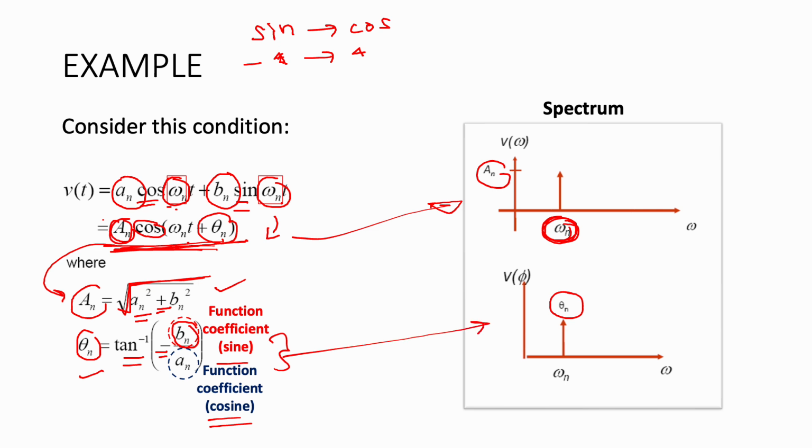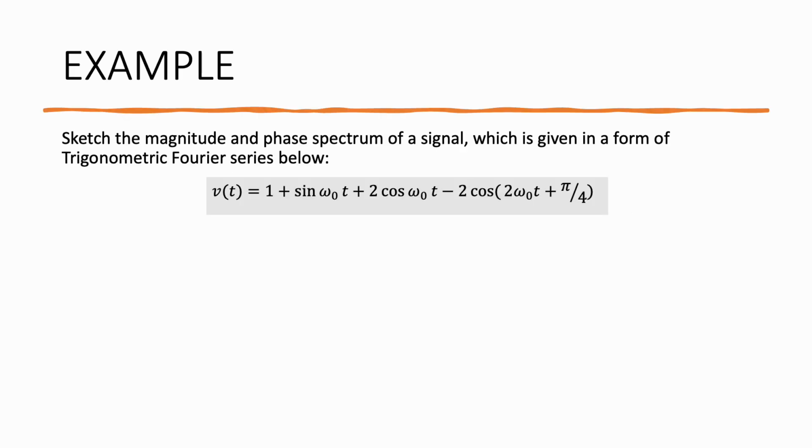Alright, so to test your understanding on that, let's look at this example. Sketch the magnitude and the phase spectrum of a signal which is given in the form of a trigonometric Fourier series. We have the equation here. First of all, we need to check the component given. Don't forget.